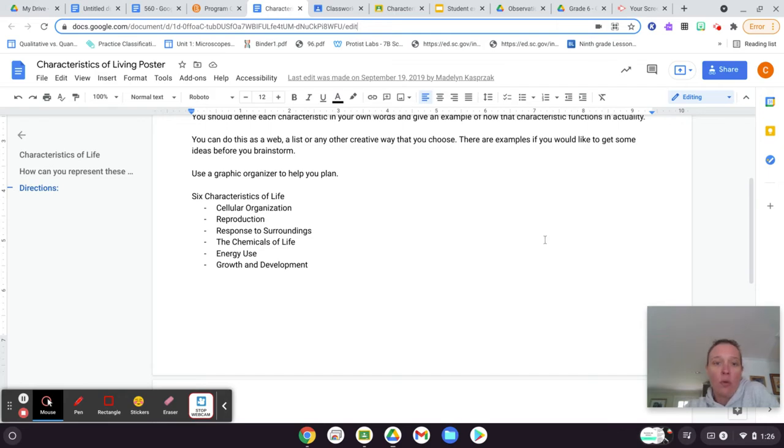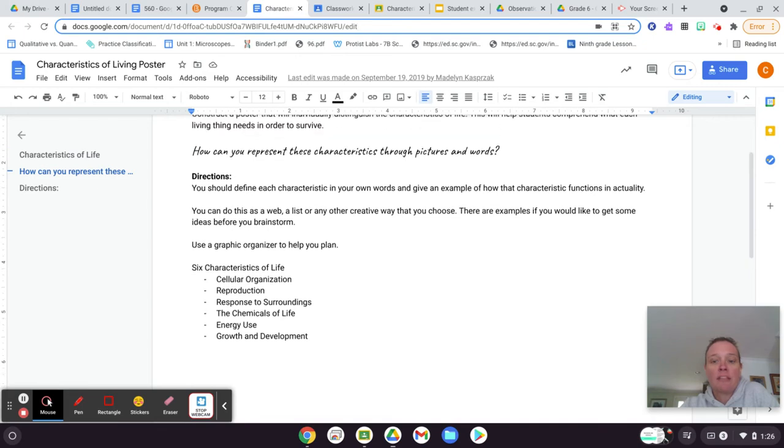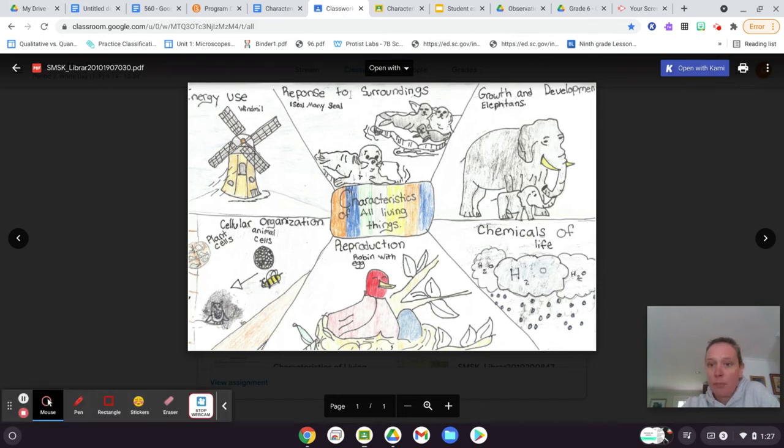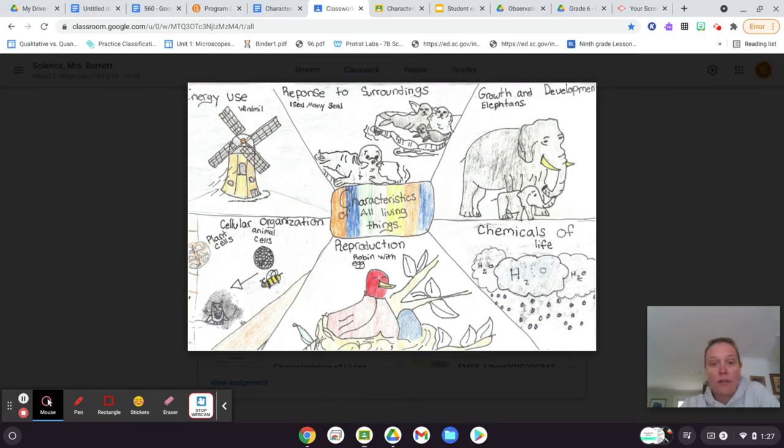So because of COVID and students being home and the availability of giving out poster board, this year I had them leverage a technology tool in order to share their activity. So I give them a sample of a quality product from years past. And so these are all six of the characteristics of living things. And then students draw their photo and explain in words the definition of those characteristics.